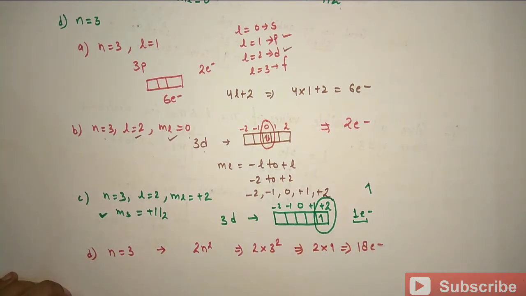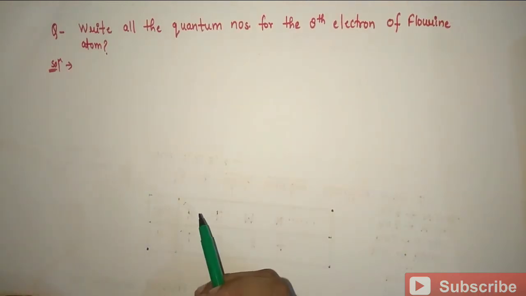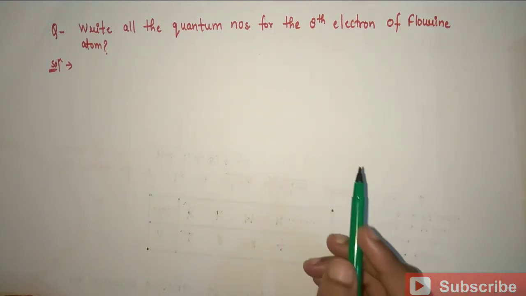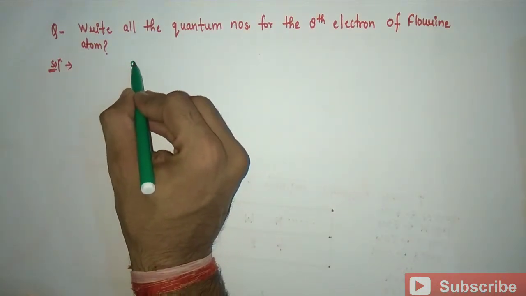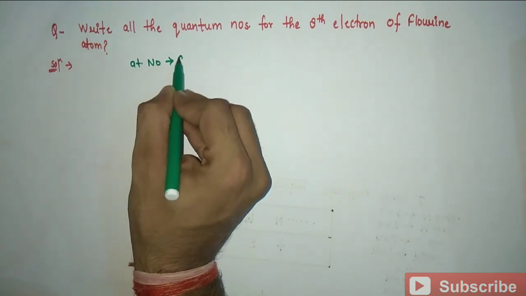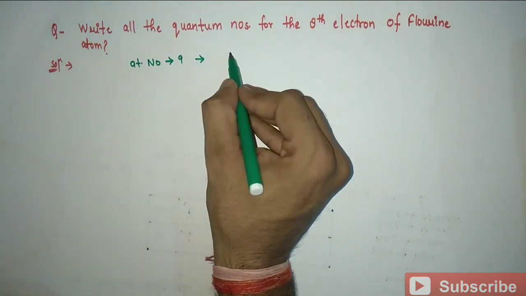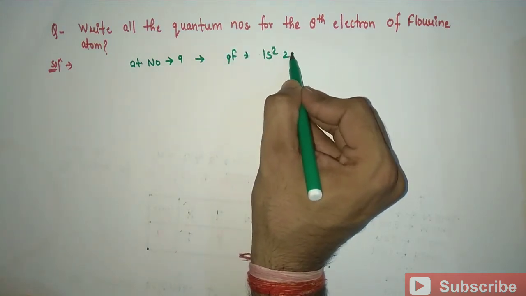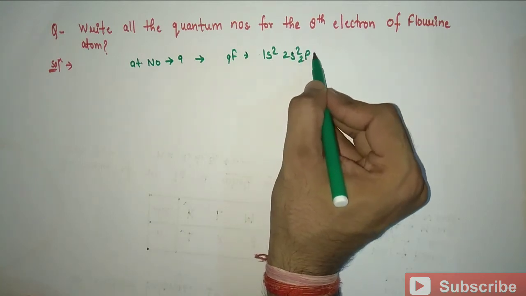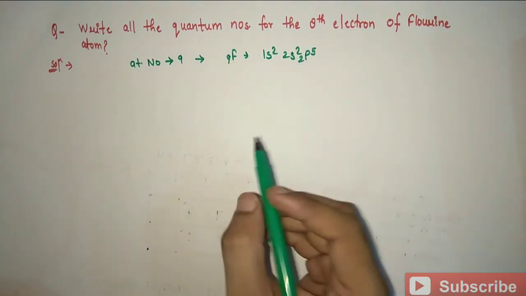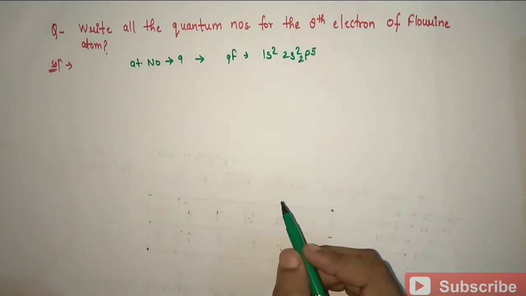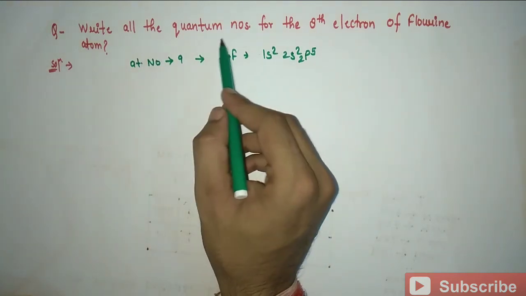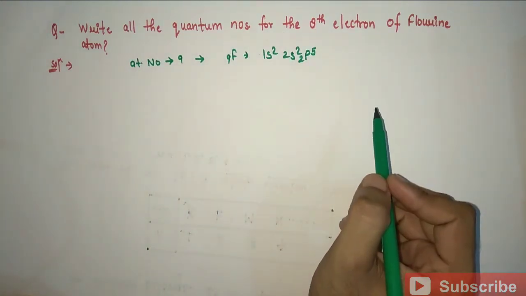So the third energy level will have a total of 18 electrons. Now the next question is: write all the quantum numbers for the 8th electron of fluorine atom. Since the atomic number of fluorine is 9, the electronic configuration for fluorine atom is 1s2, 2s2 and 2p5. Now the question asks for all the quantum numbers for the 8th electron of fluorine atom.